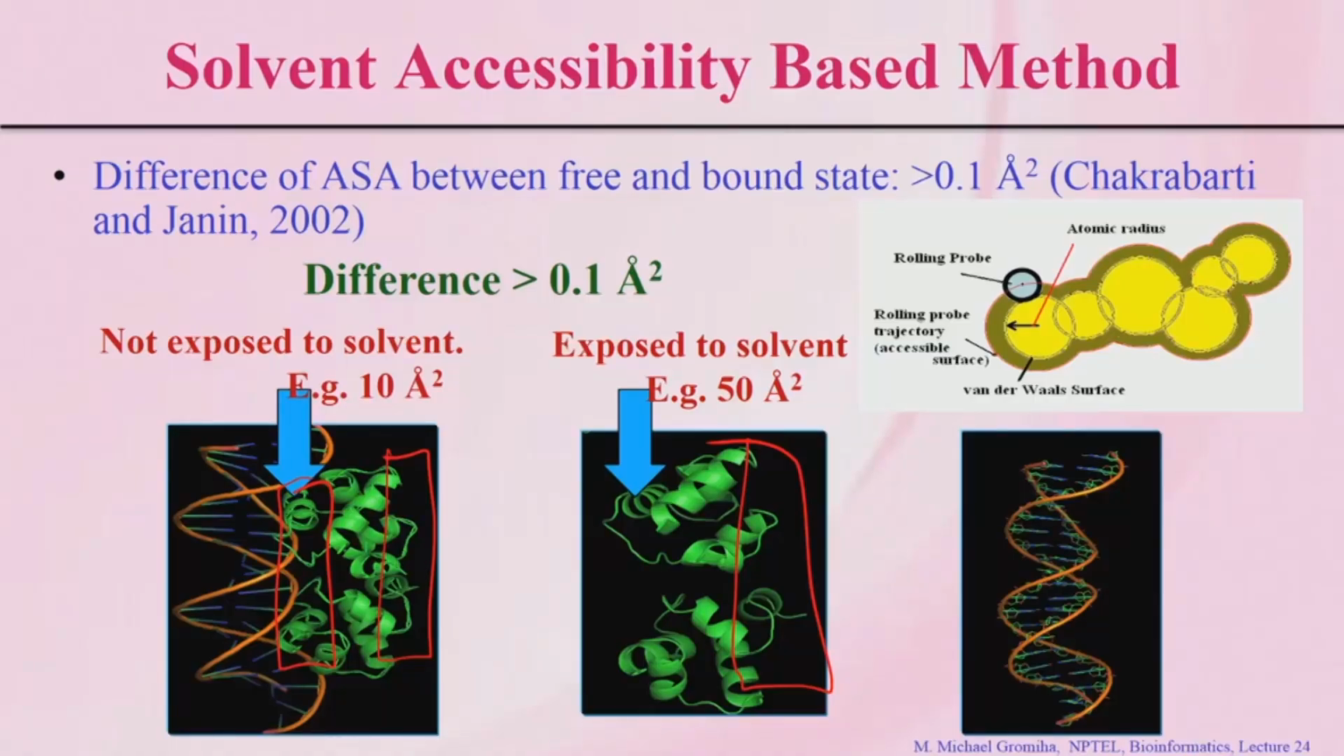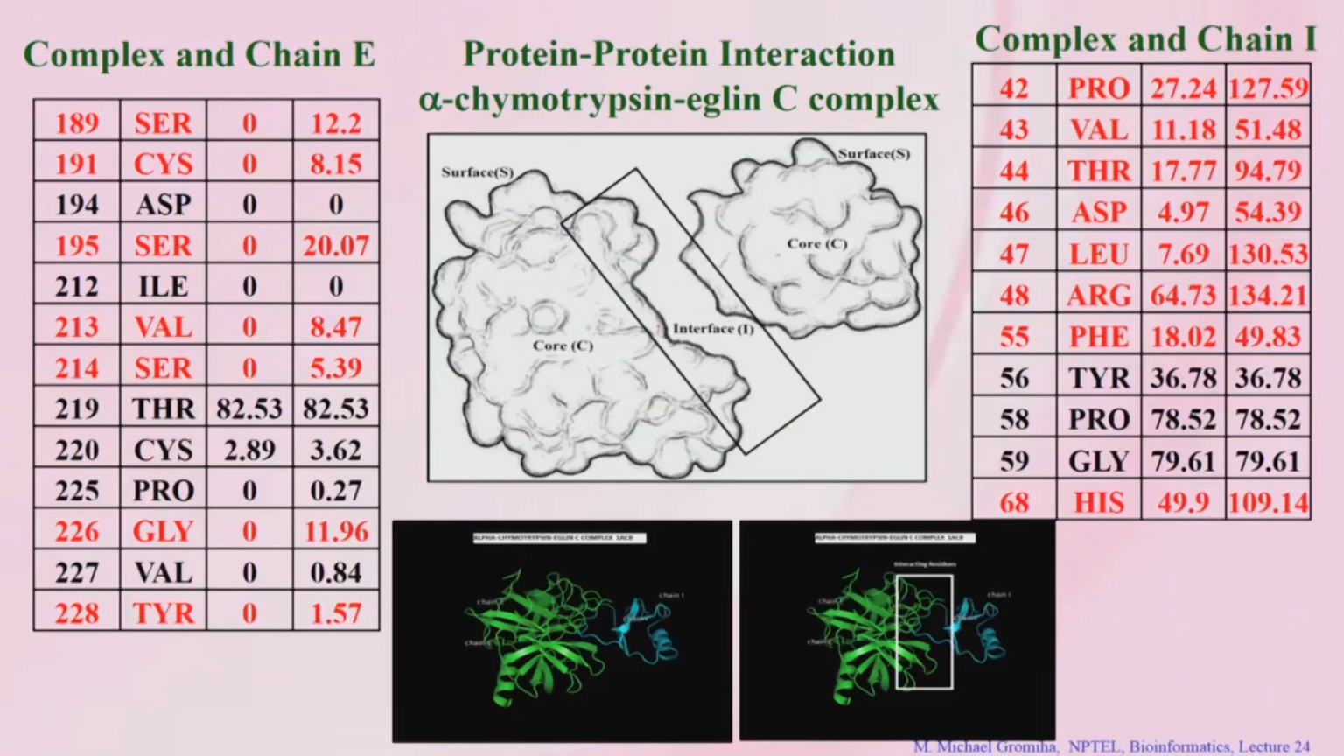Then I show an example of protein interaction complexes. This is the alpha chymotrypsin and Eglin C complex. This is protein 1, this is protein 2, with the complex and the chain E. This is the ASA with the complex and this is the chain E. If you see, there are many cases, mainly in this interface region, where you can easily see the lock and key mechanism. This is the convex and concave surface here. So, 12.2 is reduced to 0 because it is completely inaccessible. Here the 8.15 is completely 0. In this case, these residues are identified as binding site residues or interface residues.